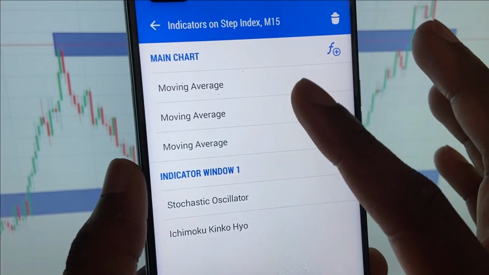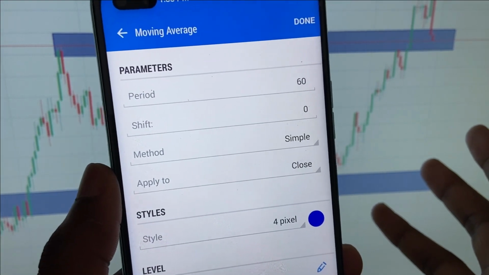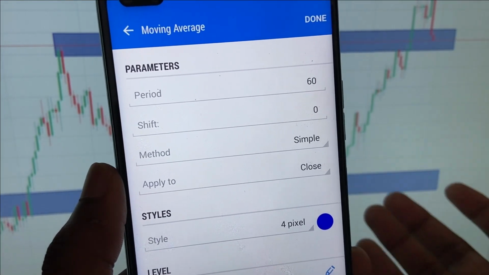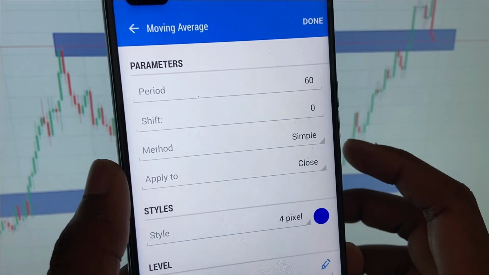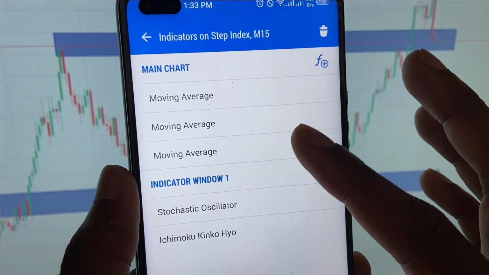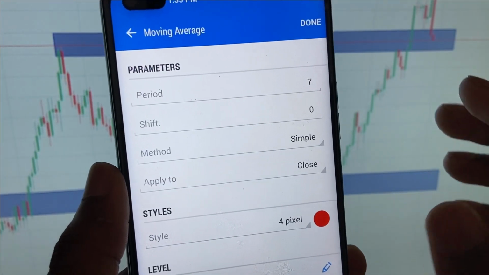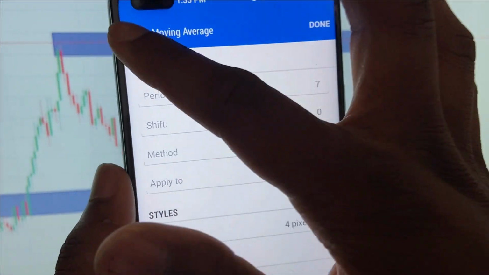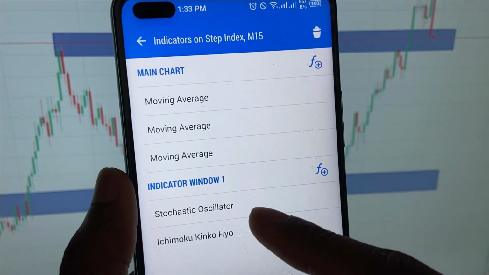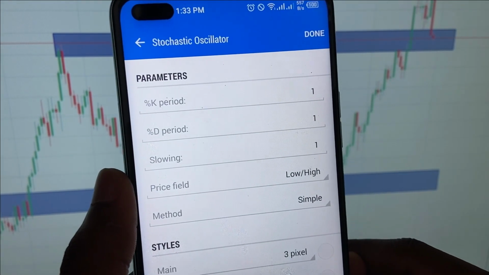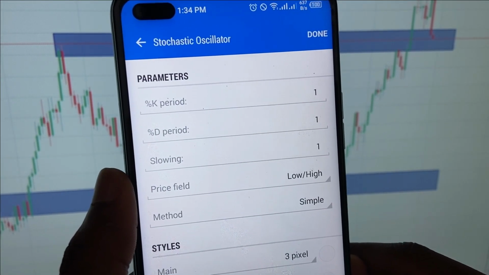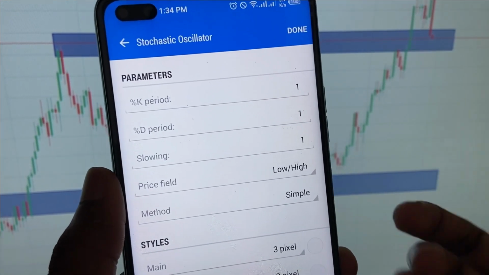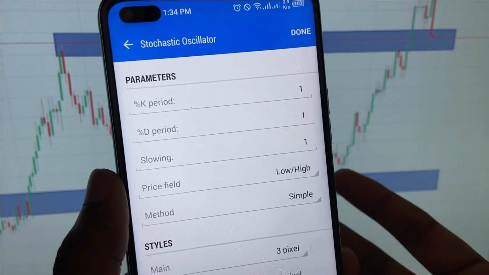The second one is the same one again, moving average, this time with a period of 60, simple, close, 4 pixels with the color blue. And the last moving average is with a period of 7, and the color should be red with a size of 4 pixels. And on the indicator window 1, I've got the stochastic oscillator with a period of 1, percentage D 1, as well as the slowing 1, price field the default one, low high, method simple.